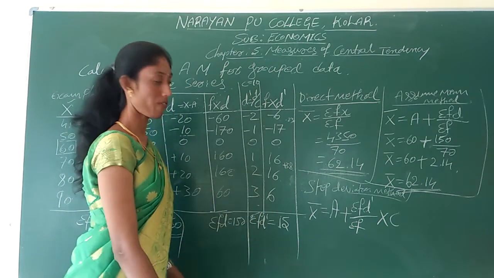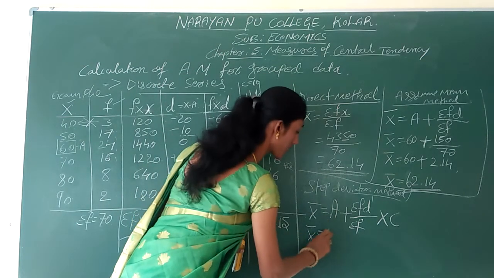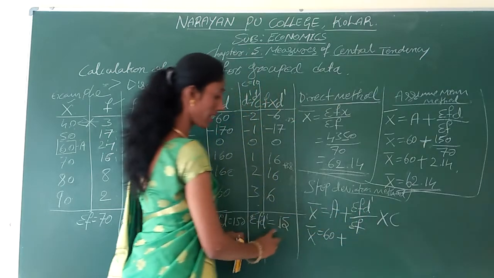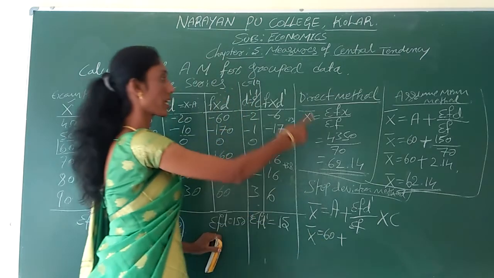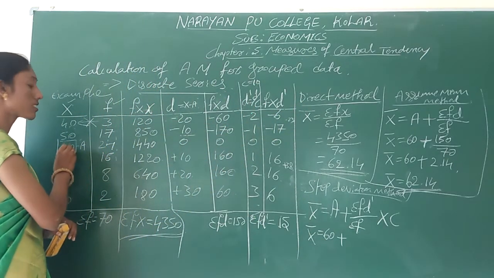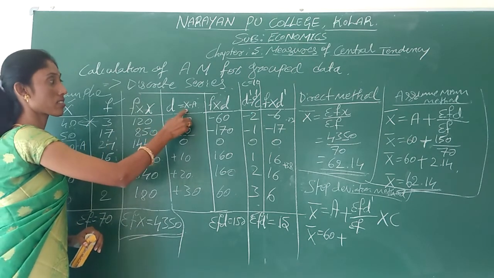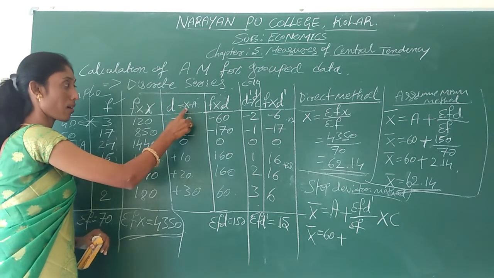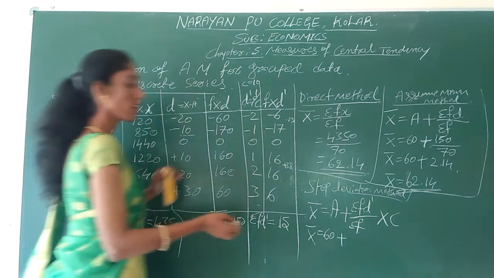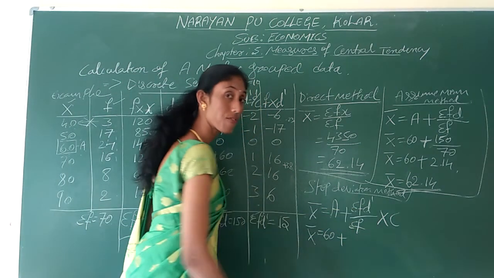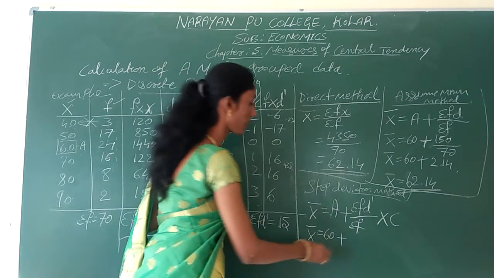Now we will apply the formula. From here, A is how much? 60 plus sigma f d dash. See now, A is 60. We already found it in the assuming method. We have taken 60 as the assuming value. By this only we have found it. That's why we take 60 as the assuming. Now sigma f d dash. Already we know that sigma f d dash is 15.